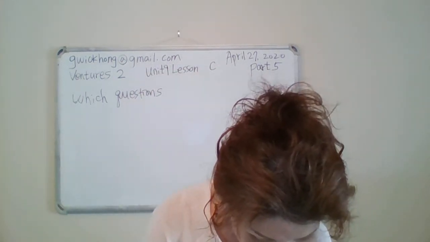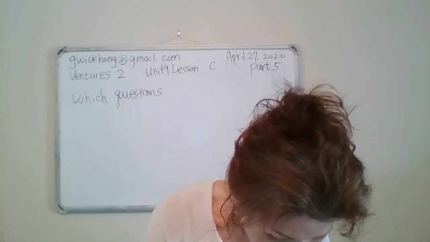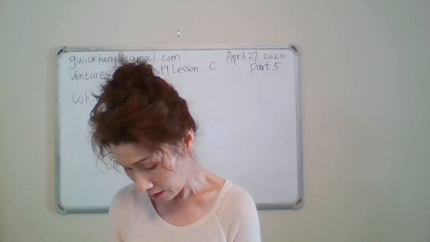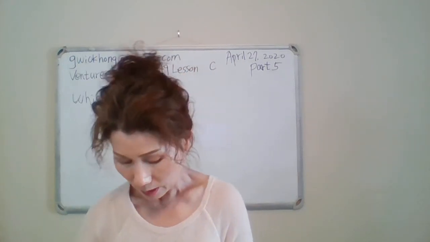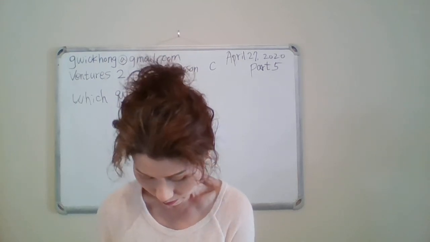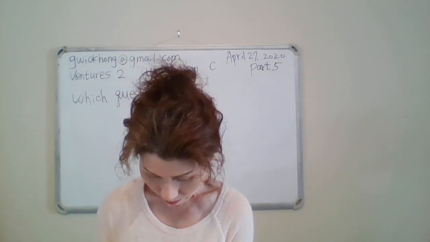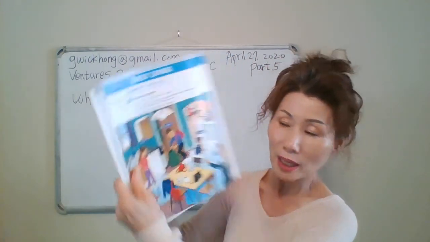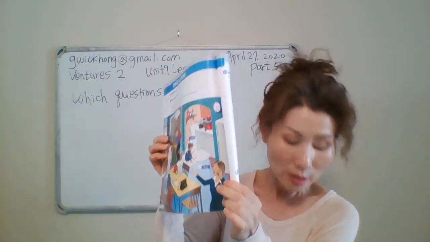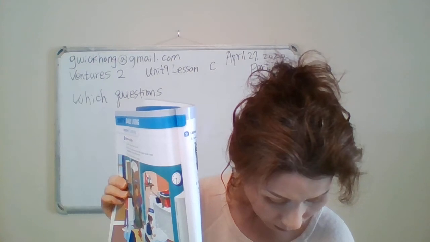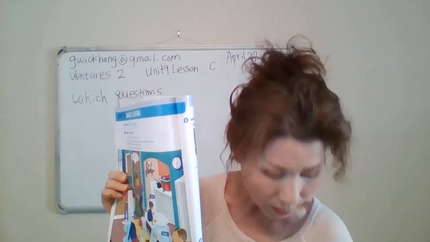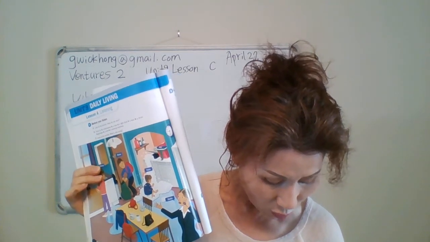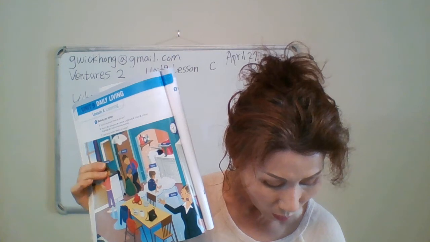Go back to page 110. Do you remember Stella? She is Stella. What are some of the problems at Stella's apartment? The dishwasher is leaking. The washing machine isn't working right.